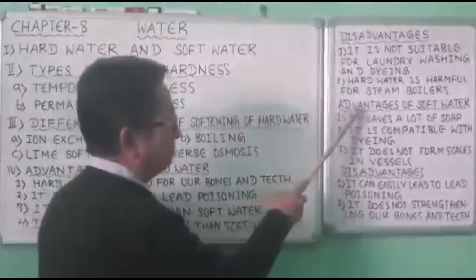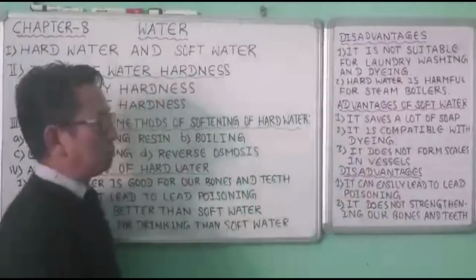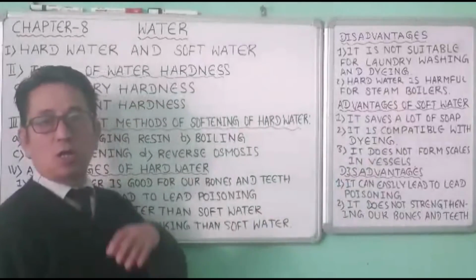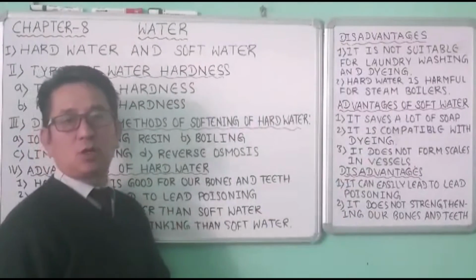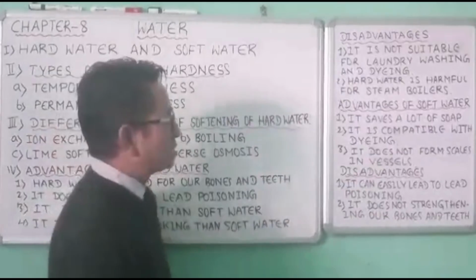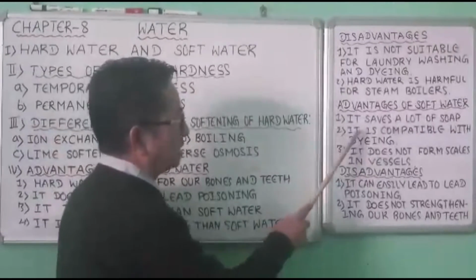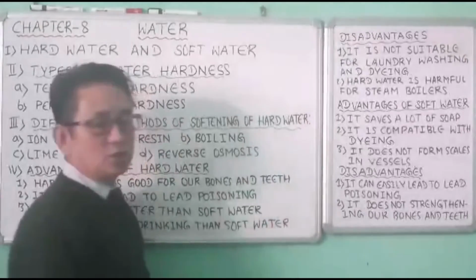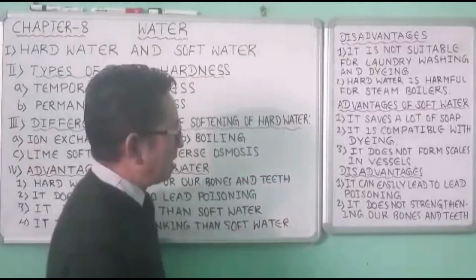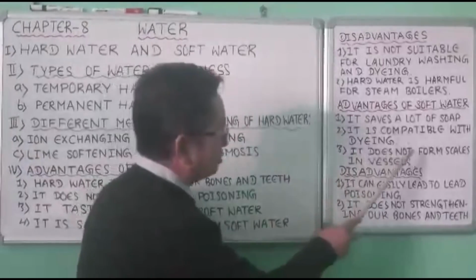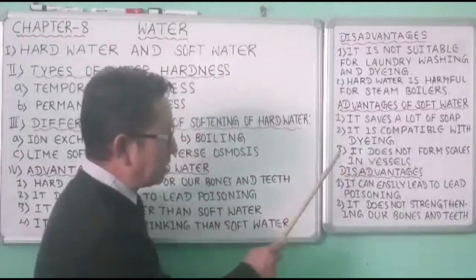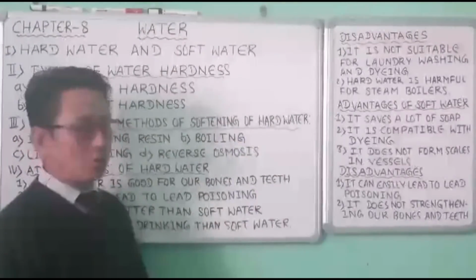Now next, advantages of soft water. Number 1, it saves a lot of soap because soft water forms good lather with soap solution. Number 2, it is compatible with dyeing. That is why soft water is used in the dyeing industry. Then number 3, it does not form scales in vessels.